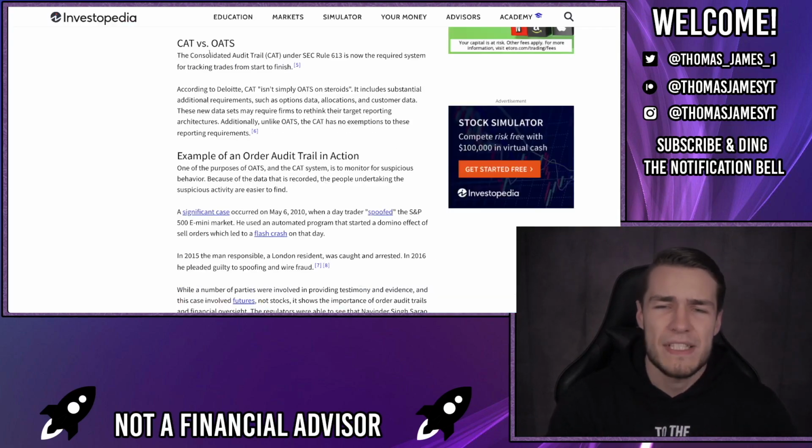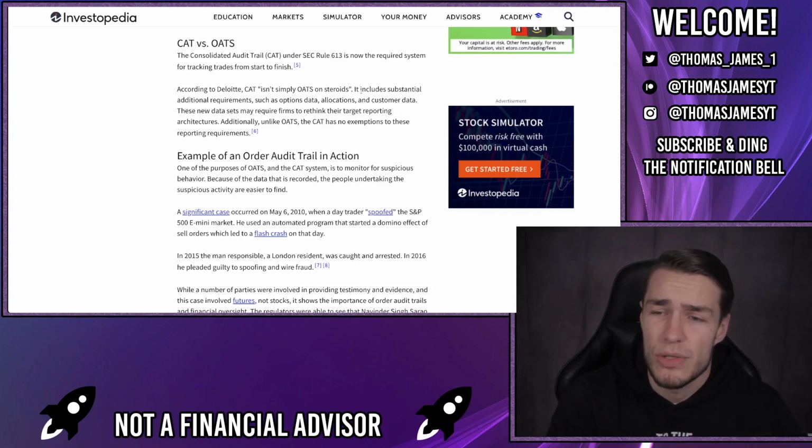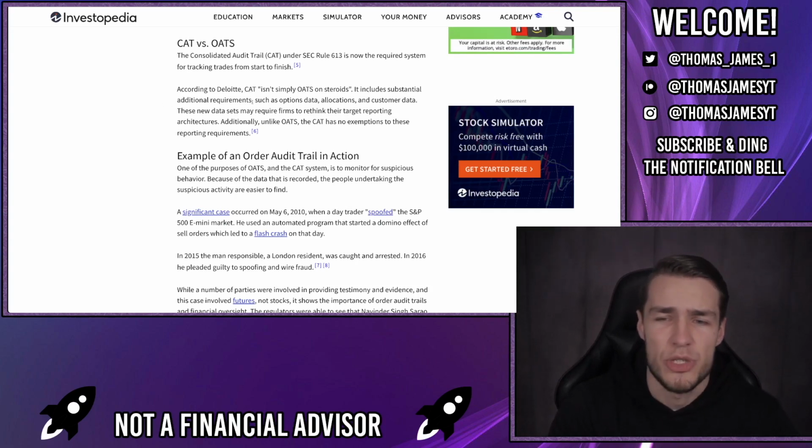As a quick CAT versus OATS comparison, according to Deloitte, CAT isn't simply OATS on steroids. It includes substantial additional requirements, such as options data, allocations and customer data. These new datasets may require firms to rethink their target reporting architectures. Additionally, unlike OATS, the CAT has no exemptions to these reporting requirements.